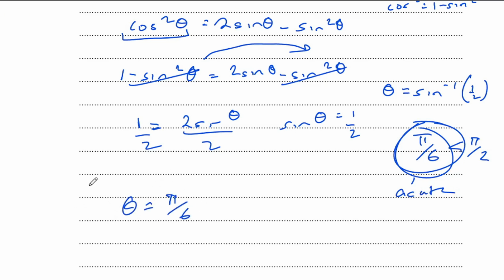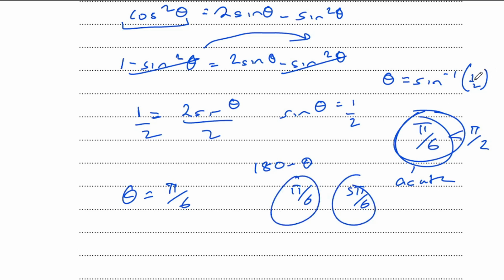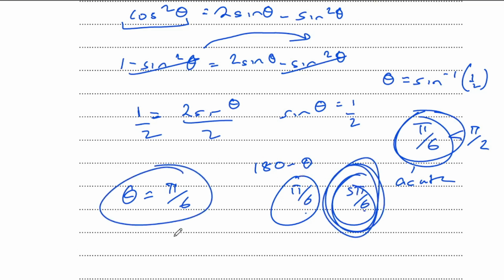Why did they have to specify it's an acute angle? Because remember, with sine, you can get your symmetric angles by doing 180 minus theta, which means you could get pi over 6, or you could also get 5 pi over 6. These are going to give you the same value. They're both going to give you half. If you sine this and sine this, they're both going to give you half. But this is not an acute angle. This is an obtuse angle. And so your answer is just going to be theta equals pi over 6.